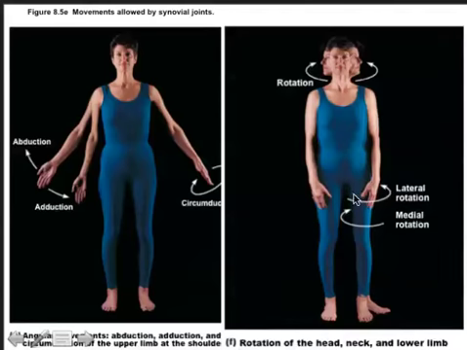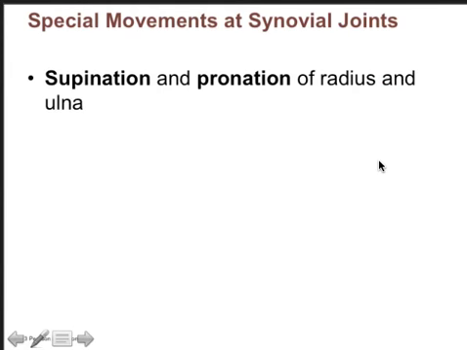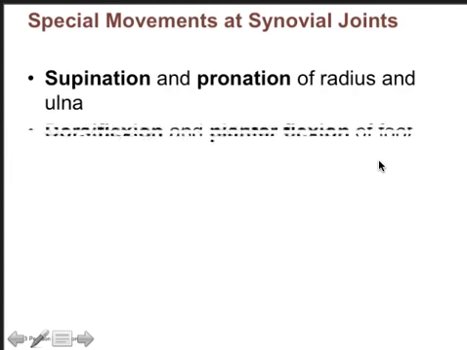We can also have medial and lateral rotation of the forearm, which also goes by a special name, pronation for medial rotation and supination for lateral rotation. So that's between the radius and the ulna. There's also dorsiflexion and plantar flexion of the foot. In dorsiflexion, what happens is that we lift the toes and keep the heel planted. In plantar flexion, what happens is that we point the toes and lift the heel.